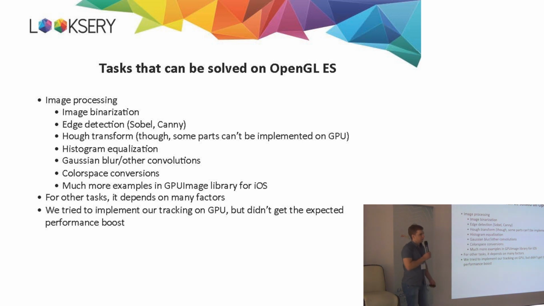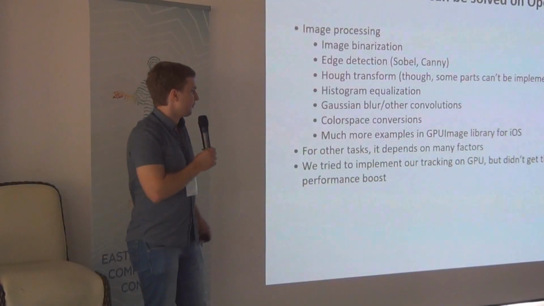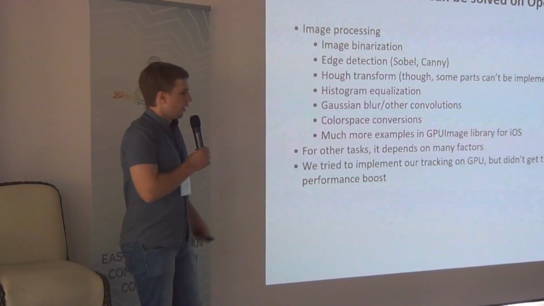For example, on desktop devices, we were able to speed up matrix multiplication by really an order of magnitude using OpenGL ES. On mobile devices, if you try to multiply matrices, it would take about the same time as on the CPU. So it depends on the tasks.